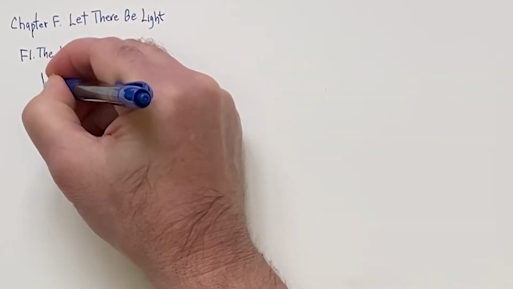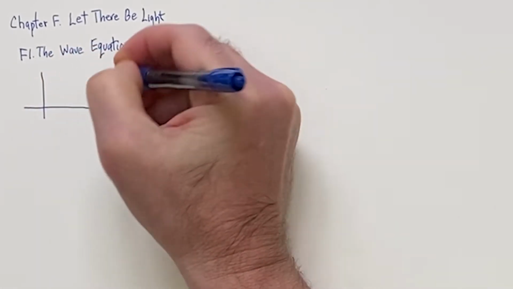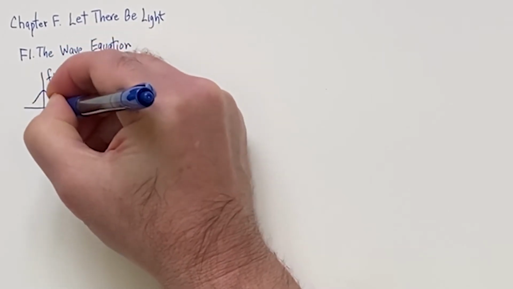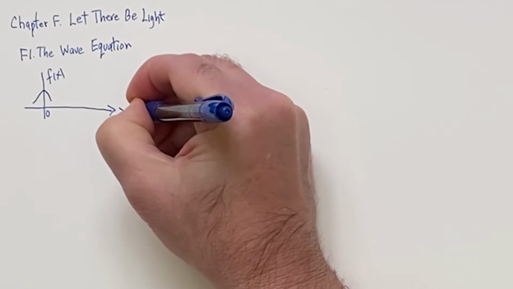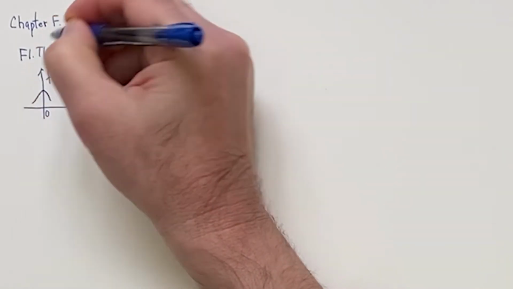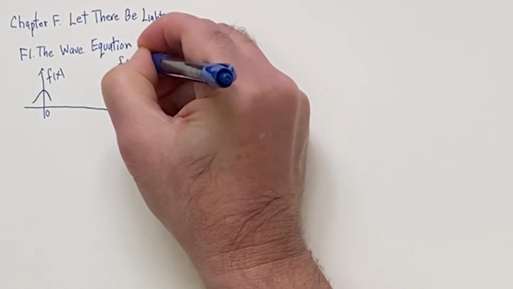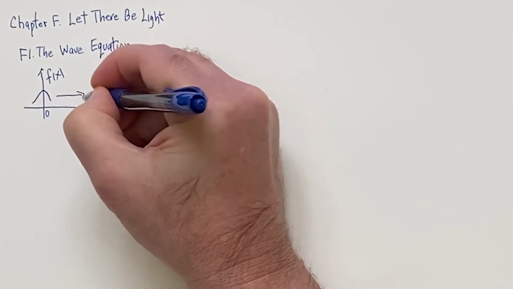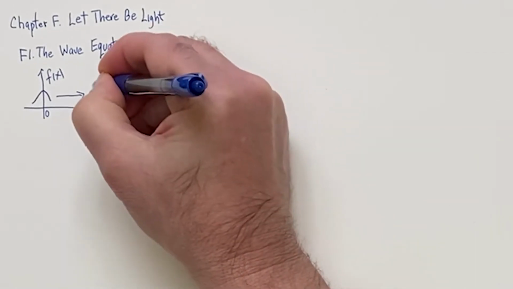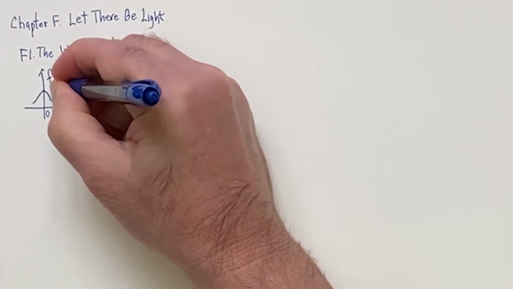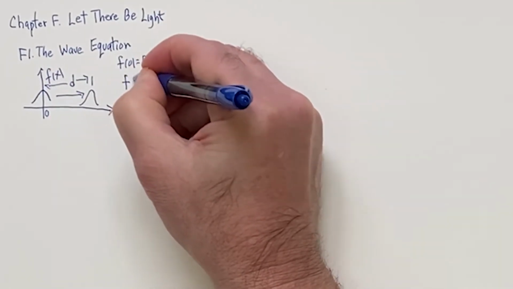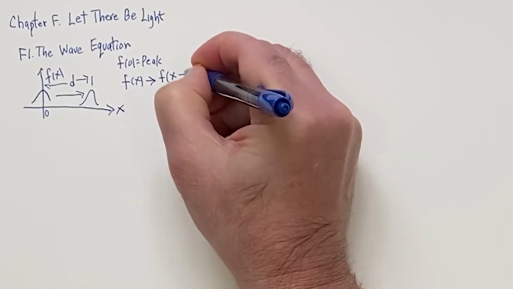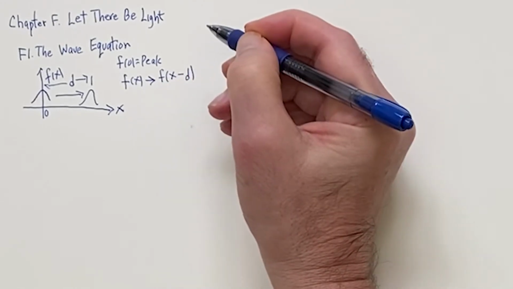And before we do that, let's consider a function here, say f of x, that has a peak at 0. In other words, f of 0 equals peak. Now, if you want to shift this function to the right a distance d, the way to do this is to have f of x be replaced by f of x minus d.